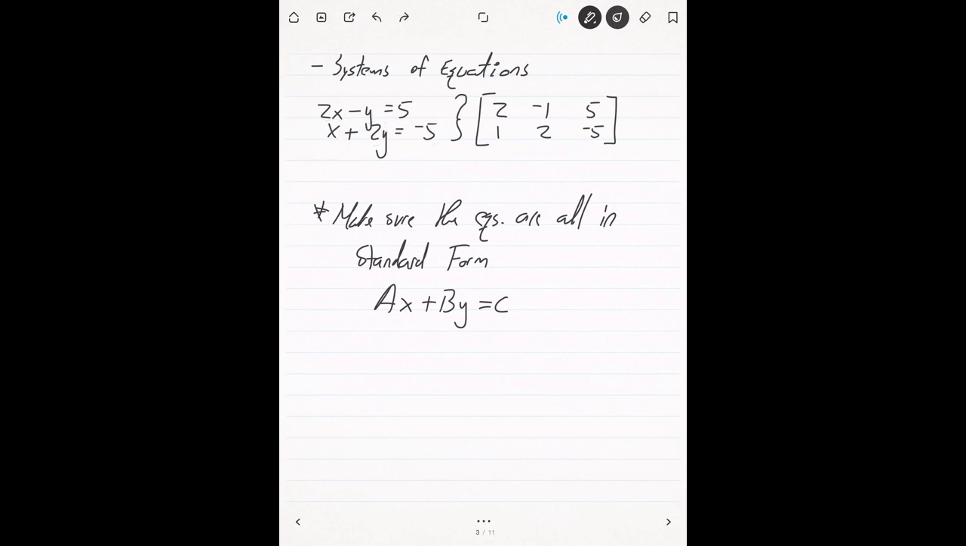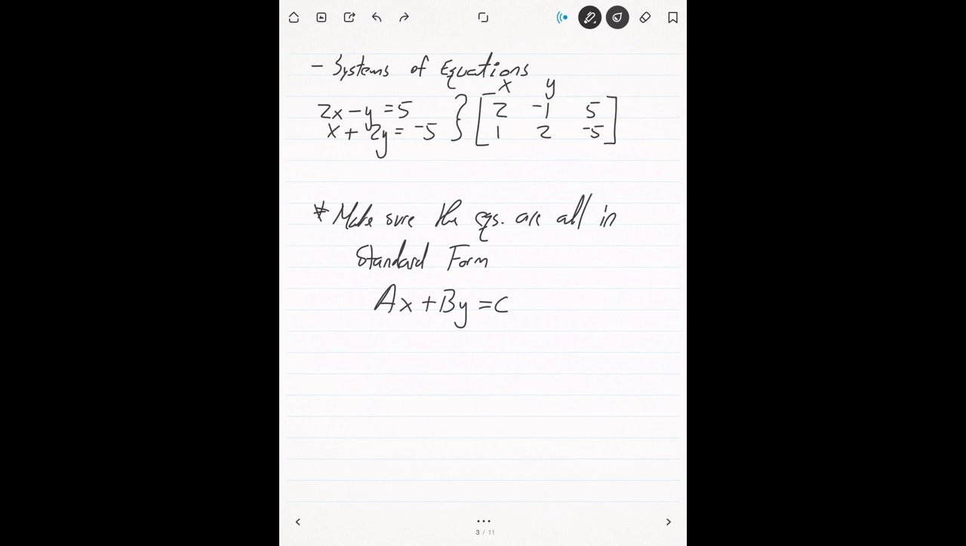It's important to have them in standard form because we want to make sure that everything in the first column is of the same variable. These coefficients worked on the x variable, and these coefficients worked on the y variable. You don't want them mixed up. You want to make sure that everything in the column was affecting the same variable. And the things on the end here are the constants that the equations were equal to.